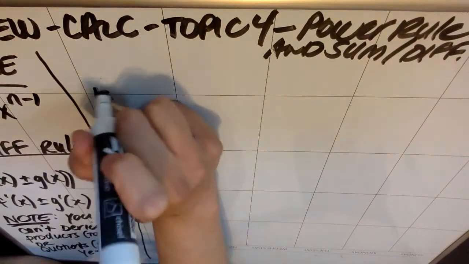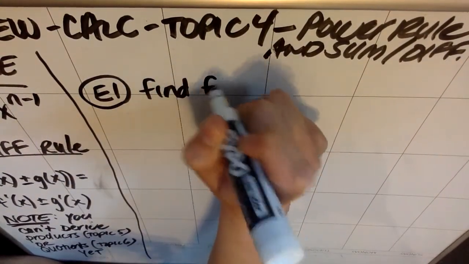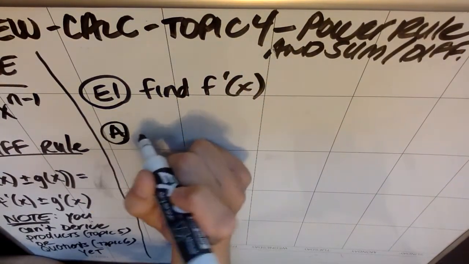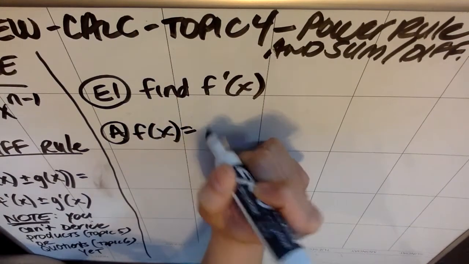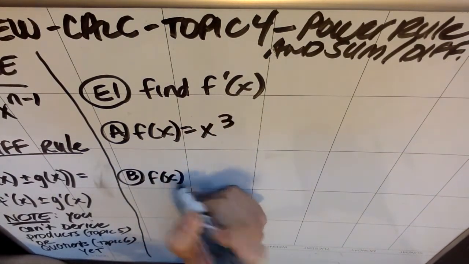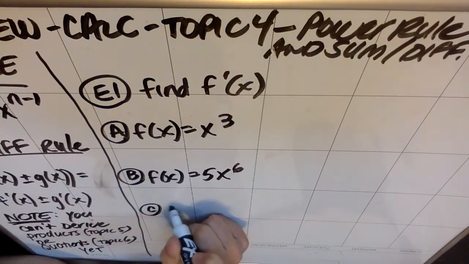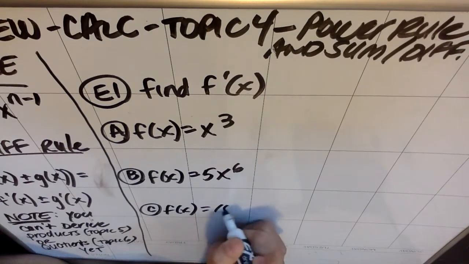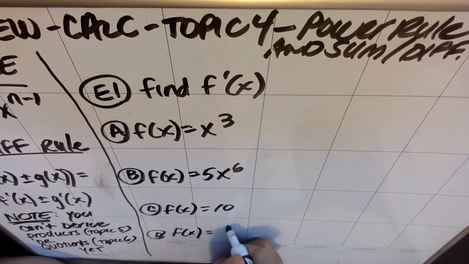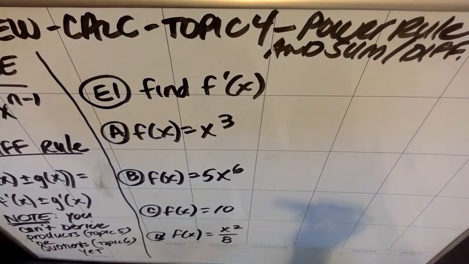In example 1, we're asked to find f prime of x, and we're given 1a, which is f of x equals x cubed, and 1b, which is f of x equals 5x to the 6th, and 1c, which is f of x equals 10, and 1d, which is f of x equals x squared over 8. Okay, so let's start with a.